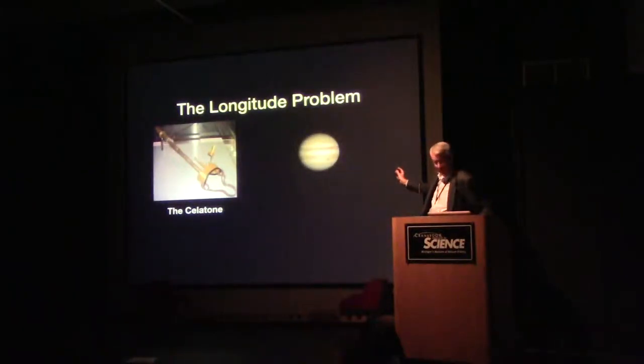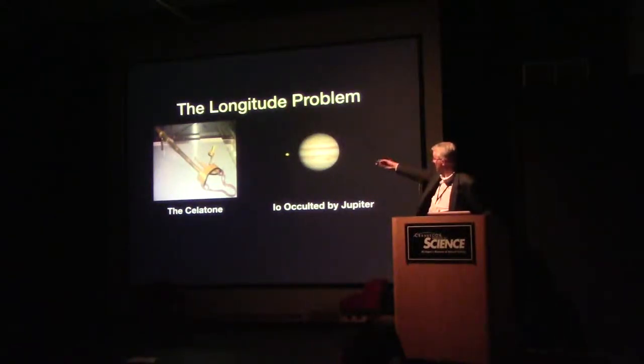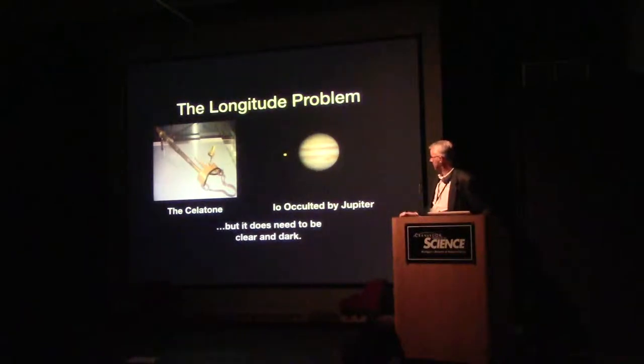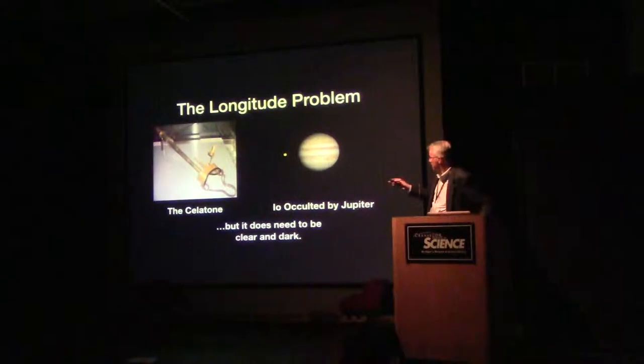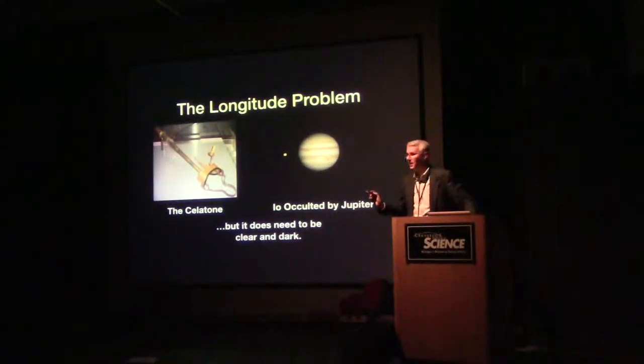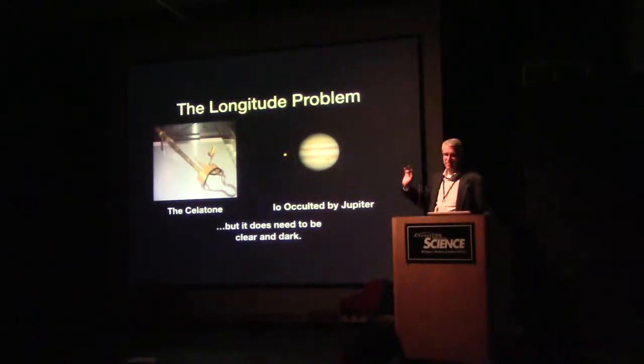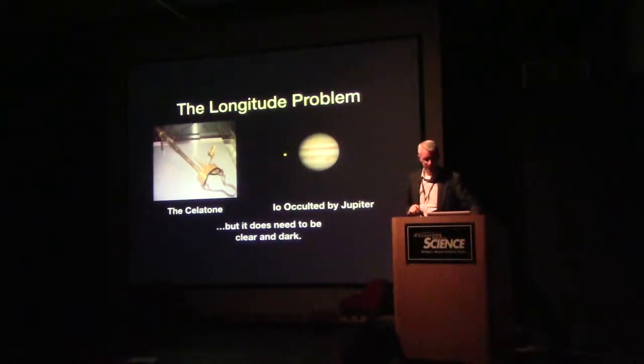So now that you're wearing this, you simply wait for Io to be occulted by Jupiter, and there we go, it pops out of the shadow, and there you have your time measurement. Now it does need to be dark, and it does need to be clear. And so, as Dale will attest, it doesn't always happen in the dark, and it doesn't always happen when it's clear. But when it does happen, you know exactly what time it is. You can now use your sextant and measure the angle, and you have thus solved the longitude problem. Easy, right?